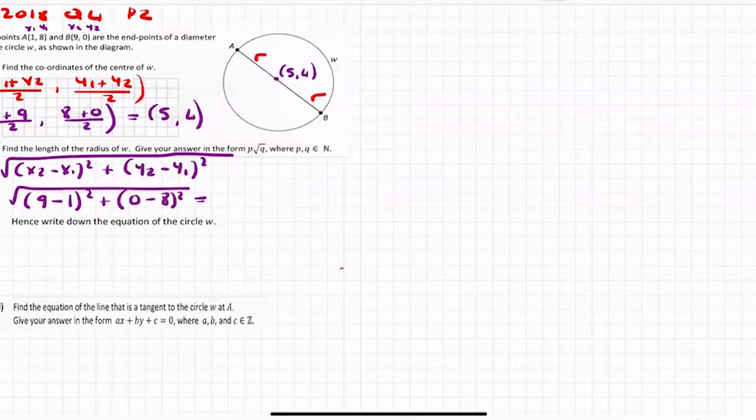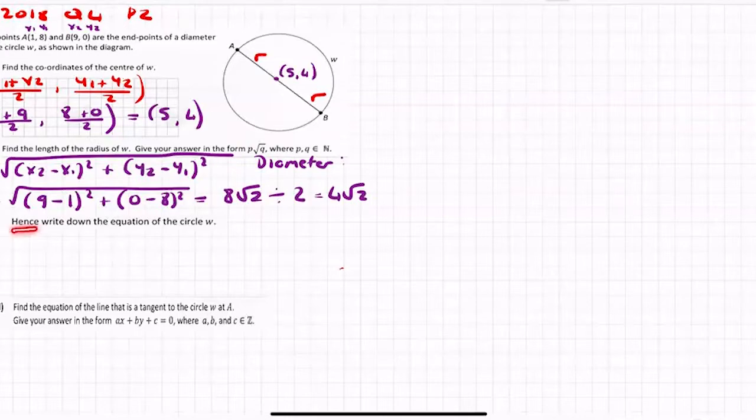So 9 minus 1 is 8 squared plus 8 squared, and I am getting 8 root 2 for that. Remember, I did the diameter, so divide that by 2. So hit just divide by 2 on your calculator. You'd see the root 2 doesn't get divided by 2, so it's just the 8. So half of 8 root 2 is 4 root 2. So that's the length of my radius.